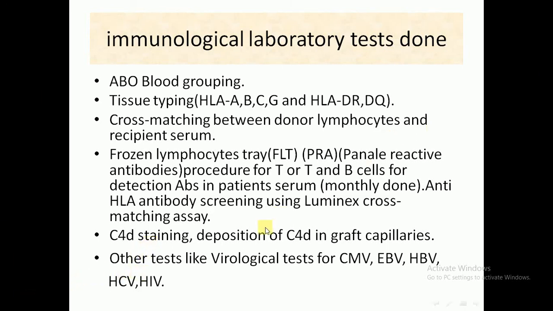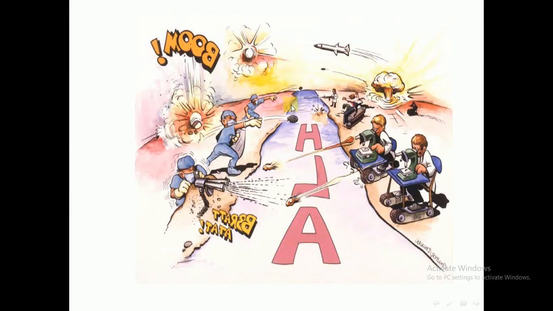Other tests are virological tests: cytomegalovirus, Epstein-Barr virus, hepatitis B virus, hepatitis C virus, HIV, AIDS. As you know, for cytomegalovirus the target organ is the kidney. So if the patient is positive for this, the end result of transplantation is rejection. So the first and most important test is the HLA, which is the battle between the immune cells and the donor cells.